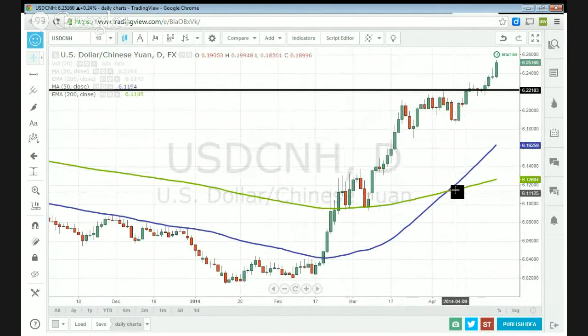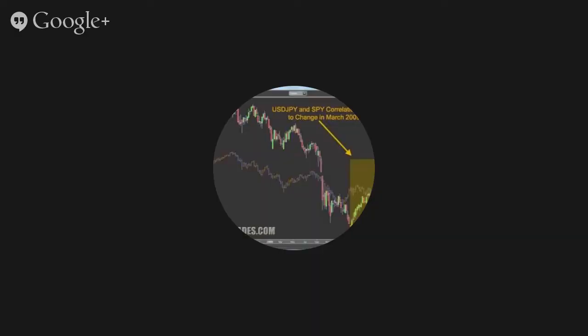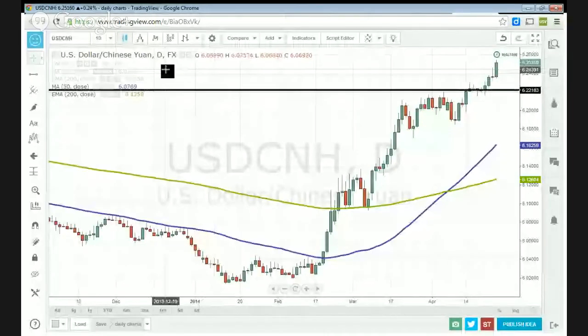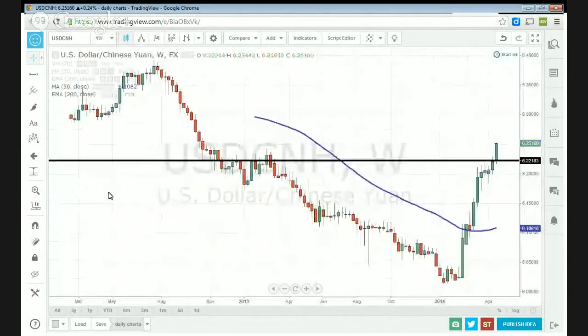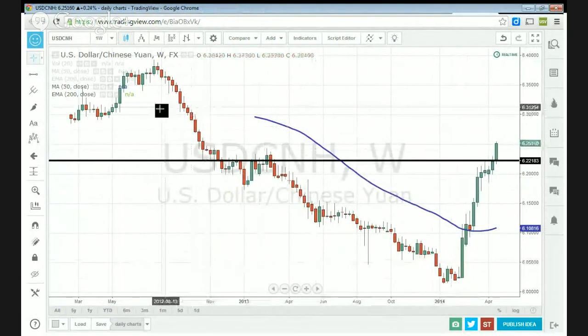We've seen the 50 simple moving average cross above the 200 exponential moving average. Price is now above both. We've broken out above a key resistance level here at 6.22. One would think the market would stall there and possibly head down. That clearly hasn't happened. What I think is interesting is we've broken out here, and there isn't much resistance until, I guess you could say here is a resistance level, 6.29. 6.38 is a realistic target.